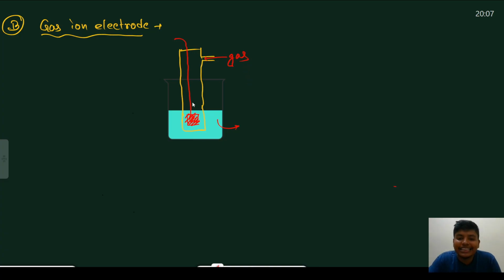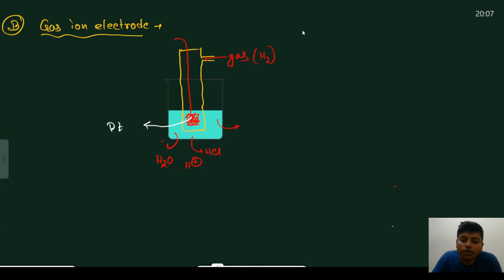Talking about the gas ion electrode, we have to use this inert electrode. Understood? In this solvent, what we use as electrolyte, you can use water. And if you are using hydrogen gas, then you have to use HCl, so that H plus ion should be there. And the inert electrode you should use is platinum.